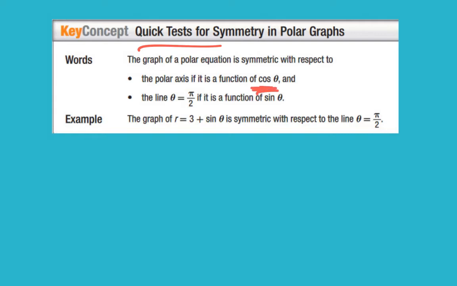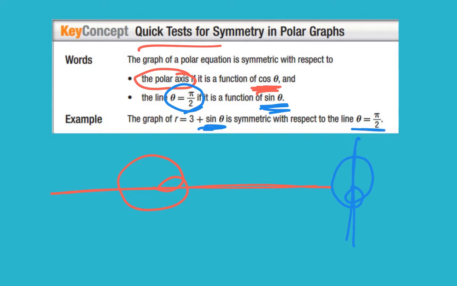If it's a cosine function, it's going to be symmetrical with respect to the polar axis, which is what we just found out. We just did a cosine, and it was symmetrical with respect to the polar axis here. Now, if it's a sine function, it's going to be symmetrical about the line pi over 2. So 3 plus the sine of theta is symmetrical with respect to the line of pi over 2.